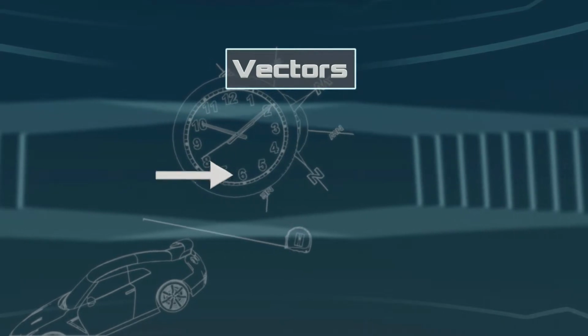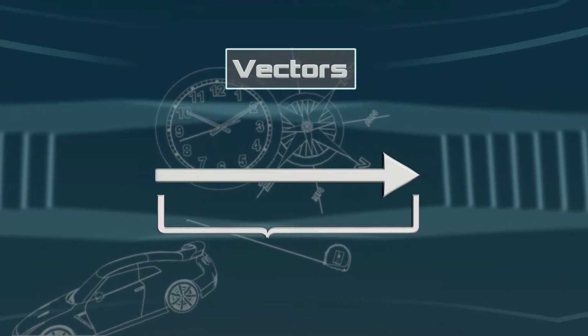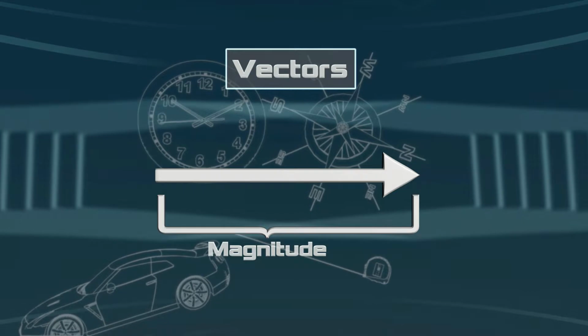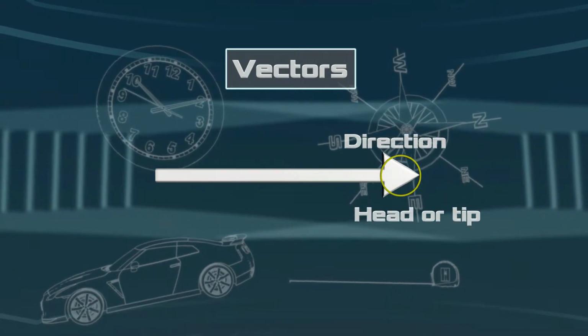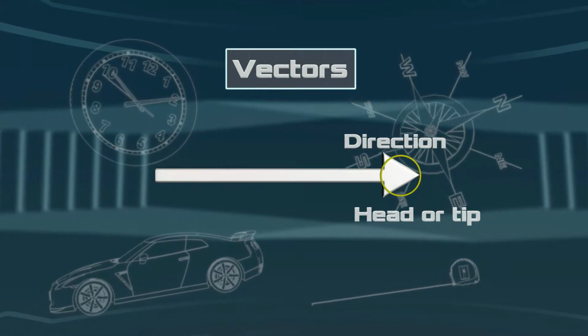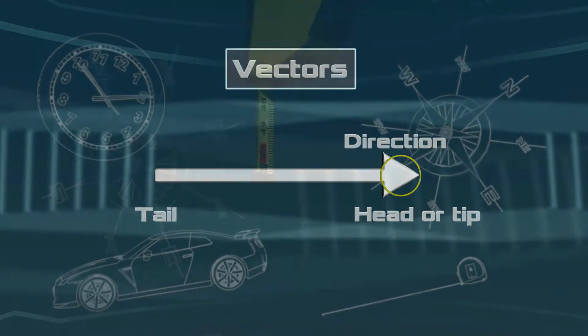A vector is often drawn as an arrow because the length of an arrow can describe the magnitude of the vector and the arrowhead shows its direction. The arrowhead is often called the head or the tip of the vector. The back of the arrow is often called the tail.